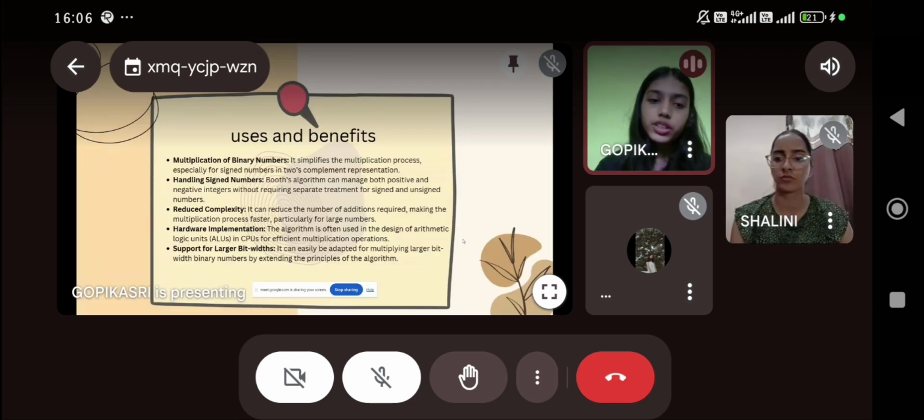Uses and benefits of Booth algorithm. Booth algorithm is a method that makes multiplying binary numbers easier, especially for numbers with positive and negative signs. It works very well with signed numbers because it uses the system called 2's complement, which lets us handle numbers with negative signs too.